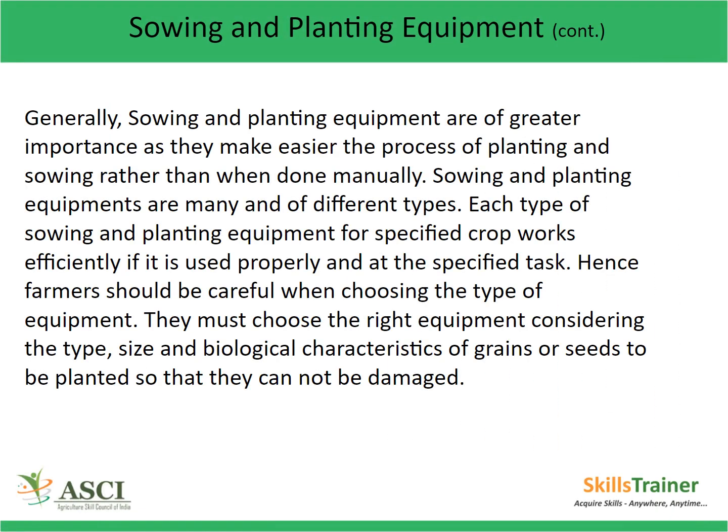Generally, sowing and planting equipment are of greater importance as they make the process of planting and sowing easier than when done manually. Sowing and planting equipment are many and of different types. Each type of sowing and planting equipment for a specified crop works efficiently if it is used properly and for the specified task. Hence, farmers should be careful when choosing the type of equipment.